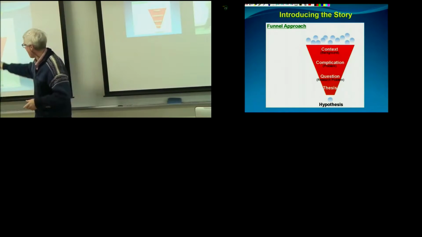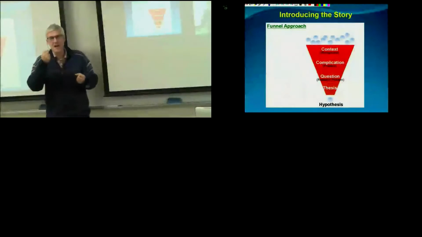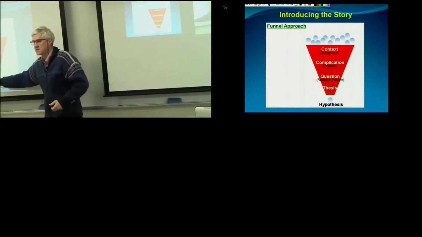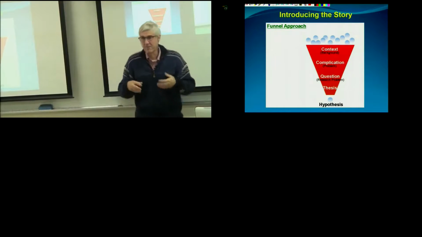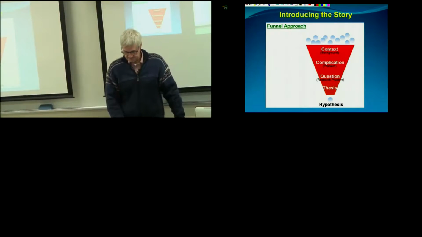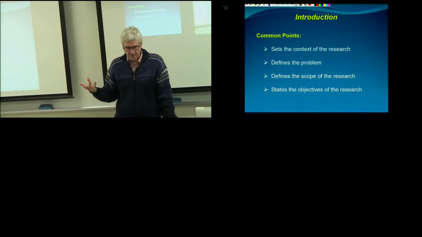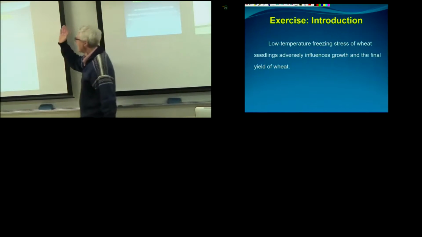So they came up with the idea that hyperspectral imaging, we think, can give us a way of solving this problem. And that's why we are doing this for the wheat seedlings and the way in which we did the testing. So it sets the context, defines the problem, defines the scope of the research, and states the objectives of the research. Okay? So their introduction, very simple.